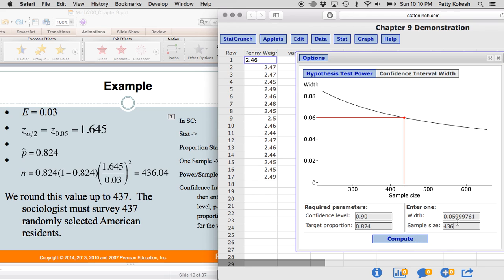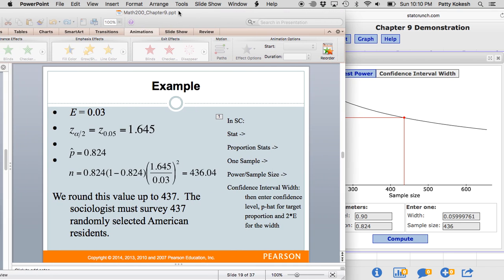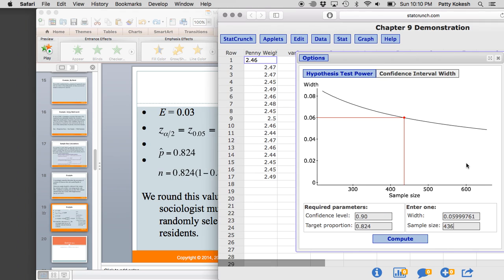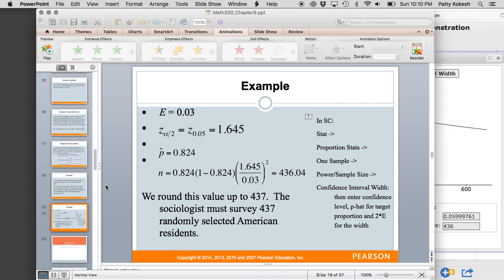Now you'll notice that my width was changed. They put exact values here. I typed 0.06, and this width is 0.059999761. They got a sample size of 436. Their calculations are going to be slightly more exact than ours because they have slightly more exact critical values. So hopefully MyMathLab is able to deal with these answers without any issues, but you can always let me know if you do have any trouble. But this is how we do our sample size calculation in StatCrunch.